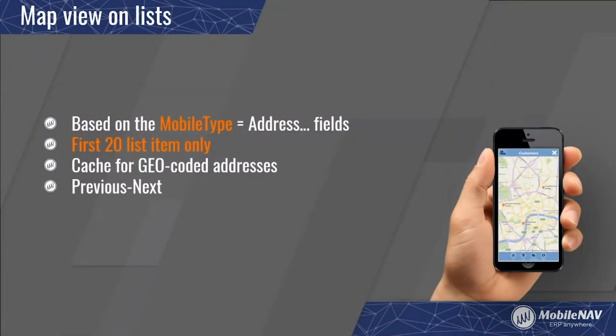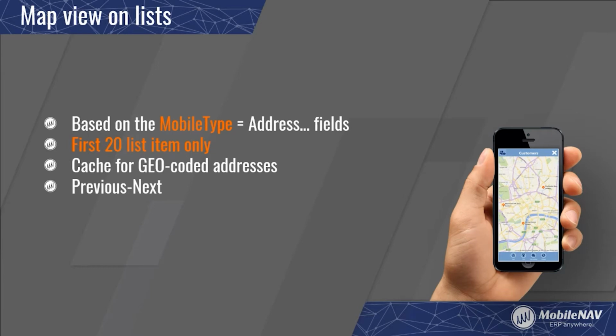Okay, next feature, map view on lists. If you remember, MobileNAV is already capable of showing a certain address on a map. So when you have address fields on a card layout, then MobileNAV can open up the map view and put the address in and put the pinpoint on the map, showing the address of the customer or the ship-to address, etc.